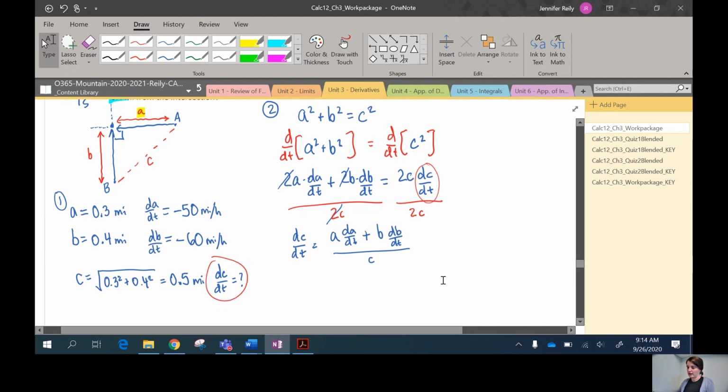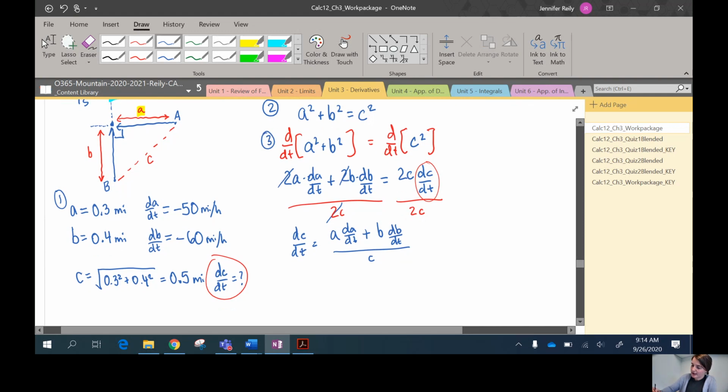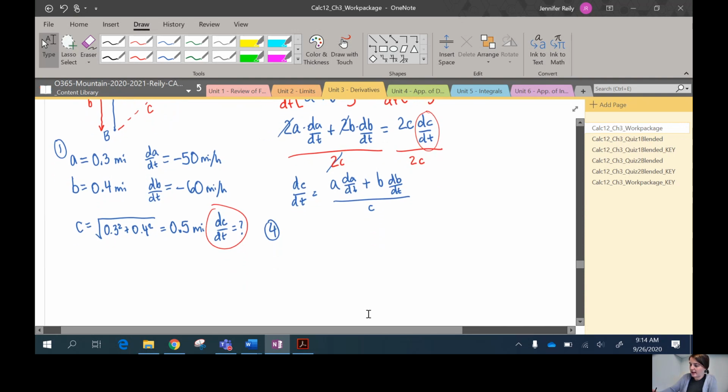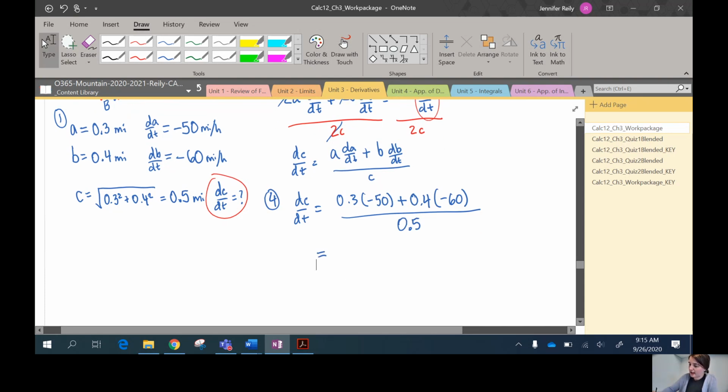So now it's time for, oh, I guess I missed putting step 3. Step 4, which is where I plug in all my known values. So A is 0.3, dA dt is negative 50, B is 0.4, dB dt is negative 60, and C is 0.5. When you plug all those into your calculator, you get negative 78 miles per hour.